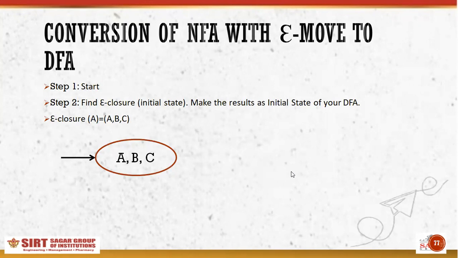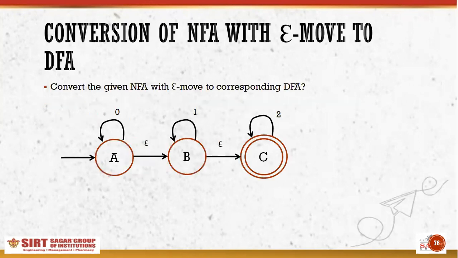Okay. Now I have got ABC as my initial state. What I have to do is find the 0 closure, 1 closure, and 2 closure, because here you have 3 input alphabets, 0, 1, and 2. So you have to find 3 closures: the 0 closure of the existing state, the 1 closure of the existing state, and the 2 closure of the existing state.